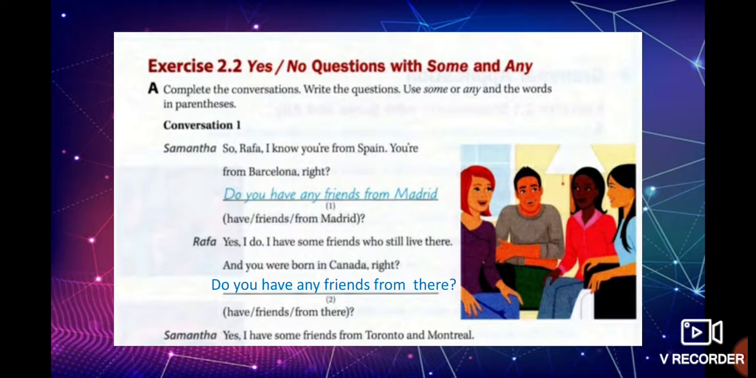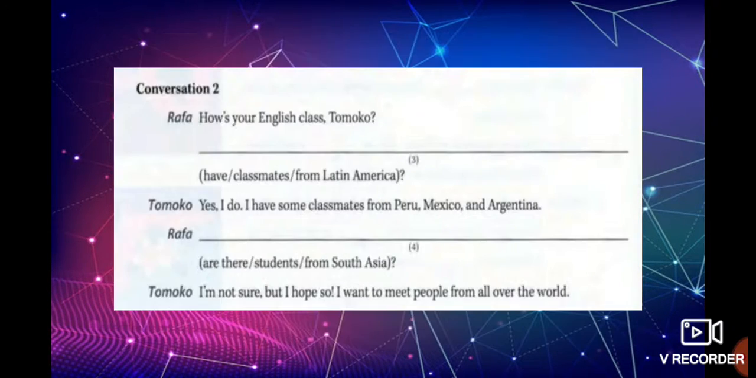Okay, so we use the words in parentheses, but in this case, we write any. We use this quantifier because this one is a question. Yes? Yes, I have some friends, Tom, from Toronto and Montreal. Okay, let's continue. Conversation number two.